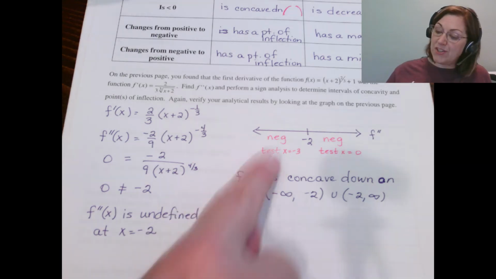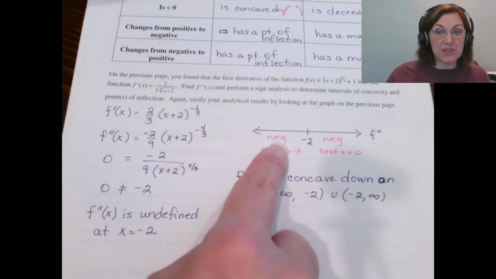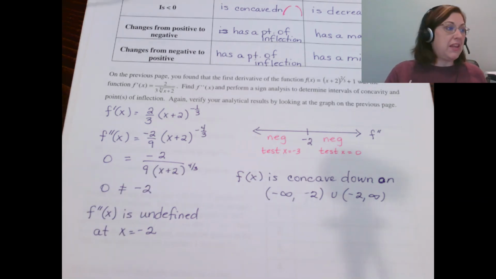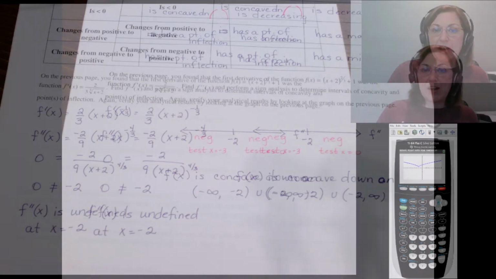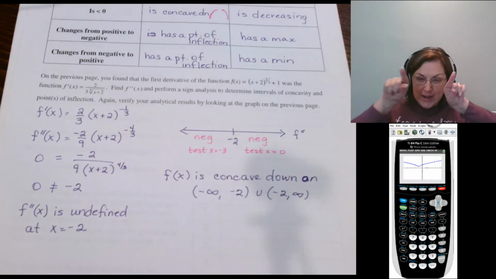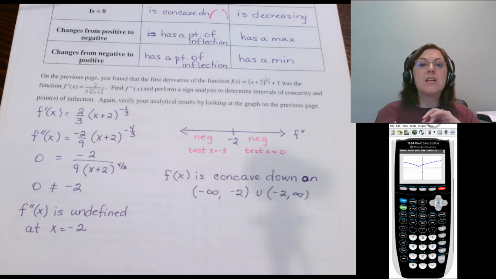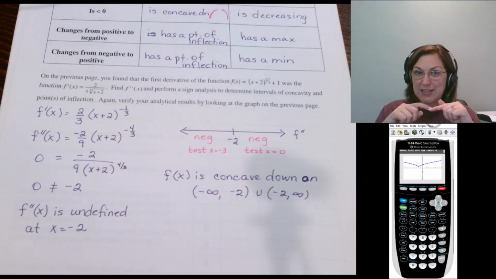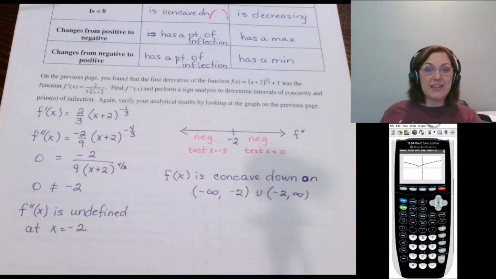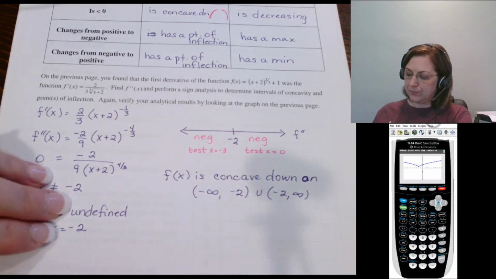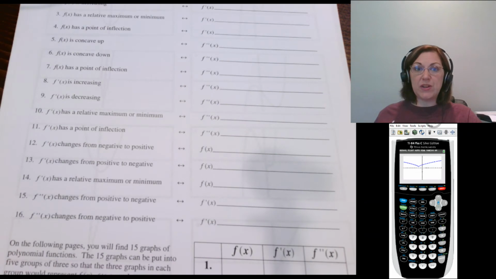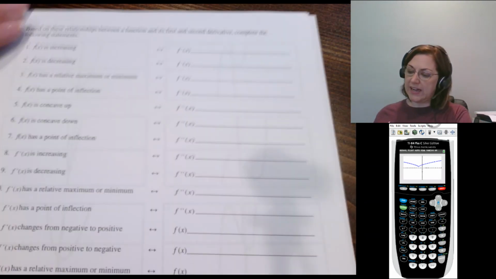And because we didn't change concavity, we didn't change from a positive to a negative or a negative to a positive, we don't get a point of inflection here. Think about what that graph looked like. I'm going to bring our graph back up. Looks like a parabola turning down, right? And it doesn't change when you get to -2. It just changed from decreasing to increasing, but concavity did not change. Okay, lots of good connections here between the function, the first derivative, and the second derivative.